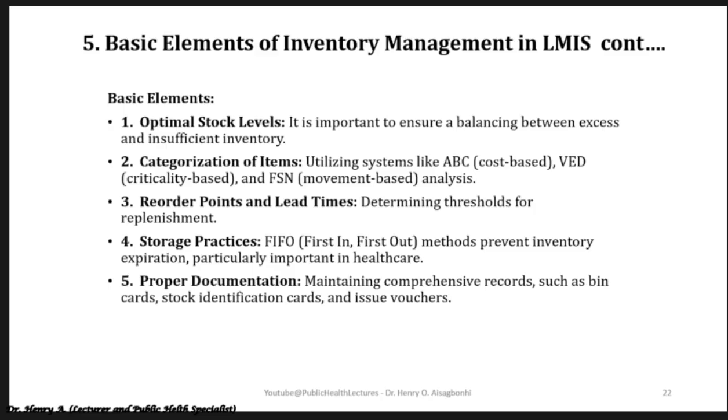Number 3 is reorder points and lead times. This determines when to reorder and how long it takes to receive items after ordering them. If it takes 30 days to get new lab reagent, you must reorder at least a month before running out. That's the lead time principle.